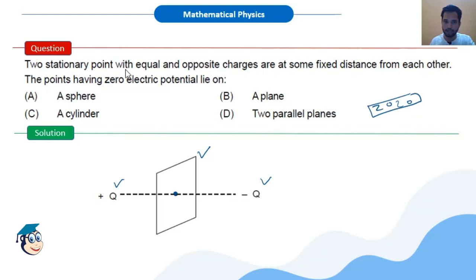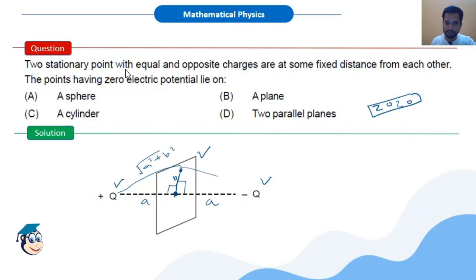Now let us draw a plane. Now I have drawn the plane, and you can take any point on the plane. It will be perpendicular to this and also perpendicular to this. So this is, let's say, distance A. This is also A, as this is the midpoint. Now this height is, let's say, B. So this distance would be under root A square plus B square.